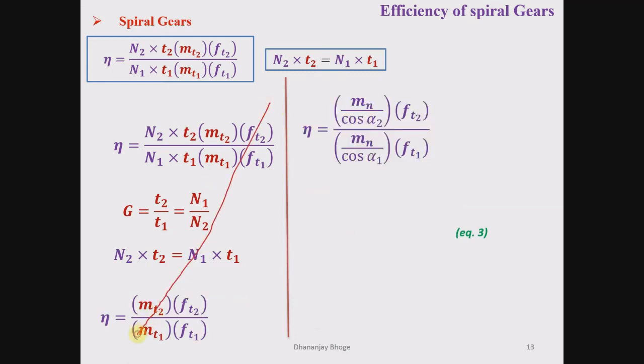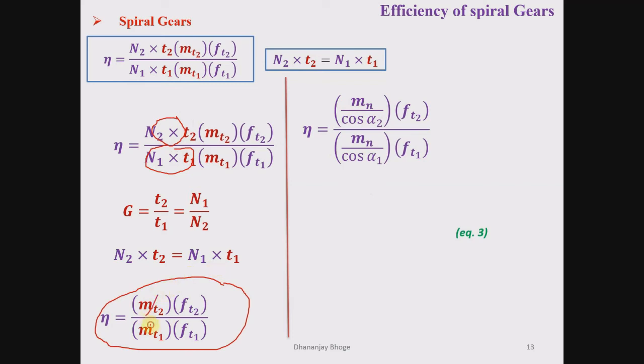We have done the left side, now consider the right side of the slide. Write down the last equation. What we remain with when we remove N2 into T2 and N1 into T1, we have MT2 into Ft2 divided by MT1 into Ft1.